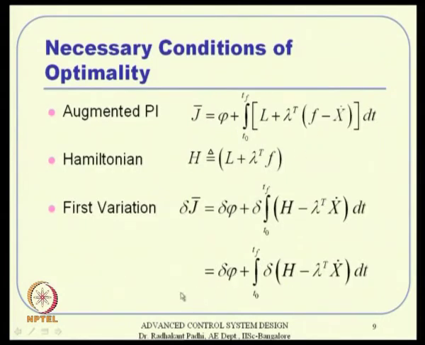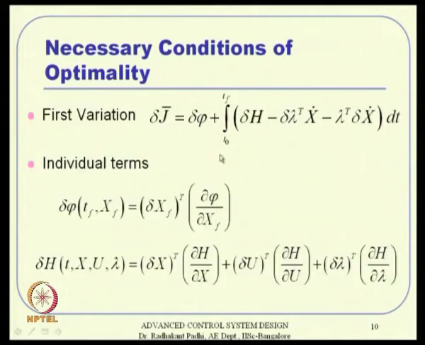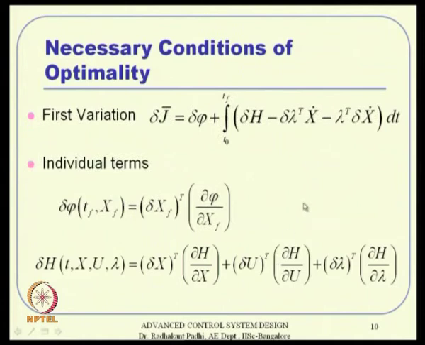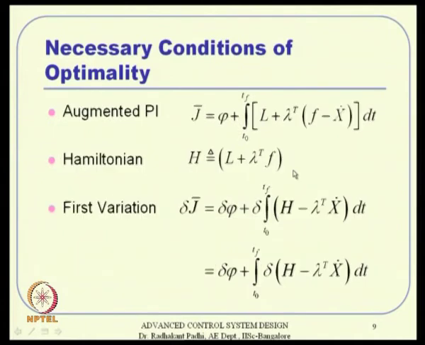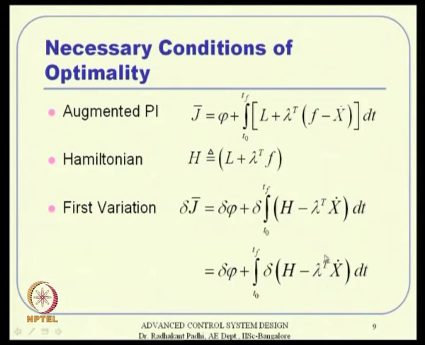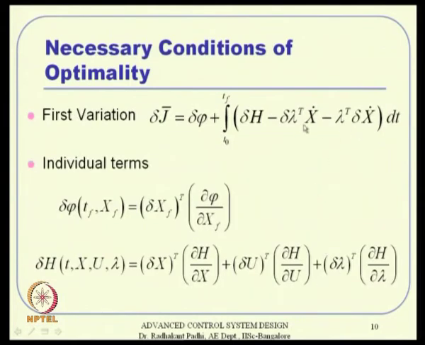So, the first variation del j bar is nothing but del phi, plus the integral of del H, which we keep as it is, minus del lambda transpose times x dot minus lambda transpose times del x dot. That comes from the first variation of this expanded form. Okay. This is what we have.